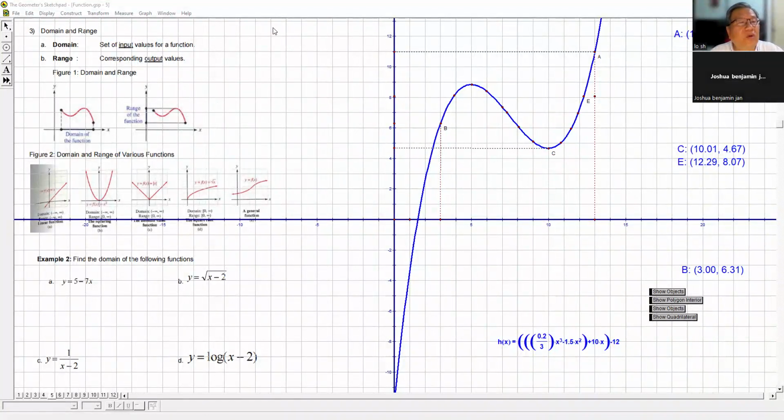Now they want to ask you, hey, I give you a graph. Can you tell me what is the domain and the range? That is what they are trying to ask you. You look at this figure 1 here. They show you part of a graph from this point until this point. Then they say, what is the domain and the range for this graph here?